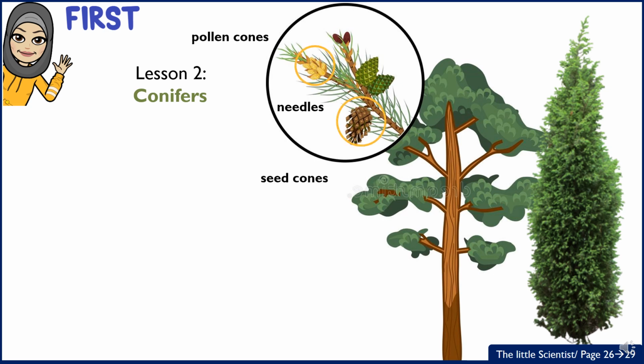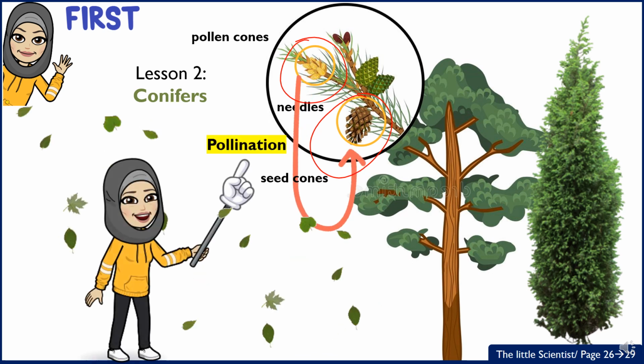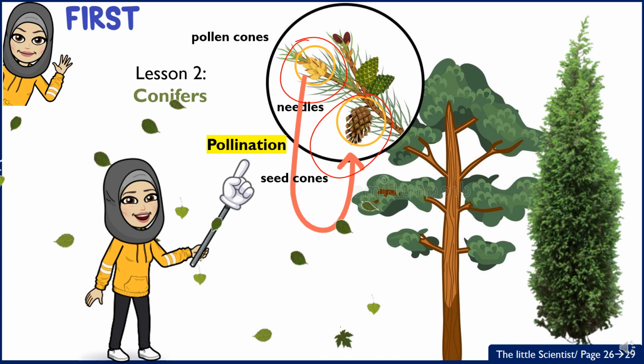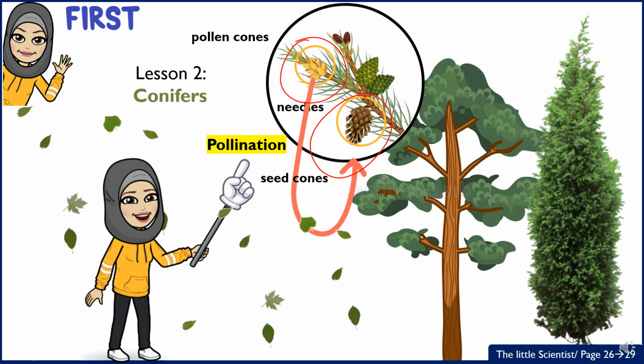And we have two types of cones. The first one is pollen cones or male cones, and the second one is seed cones or female cones. The pollinator here is wind, so the wind will carry the pollen from the pollen cones to the seed cones. After pollination, the seeds are formed, and these seeds will become a new plant.